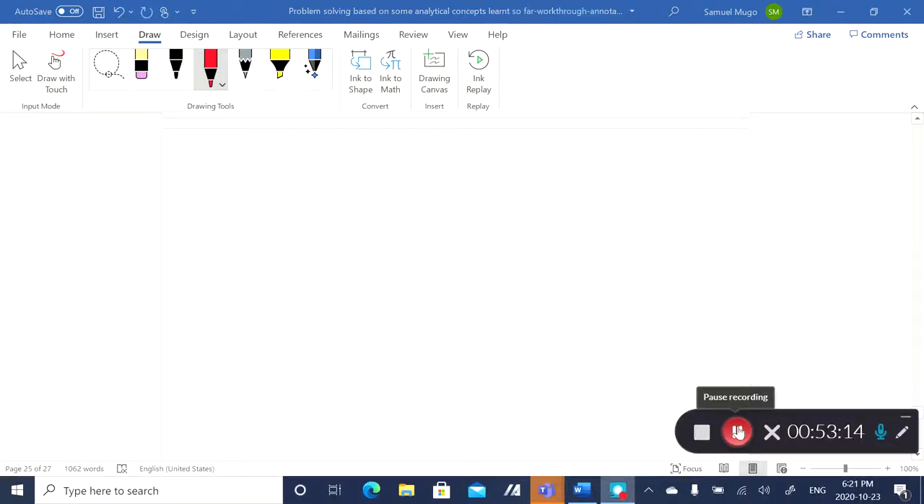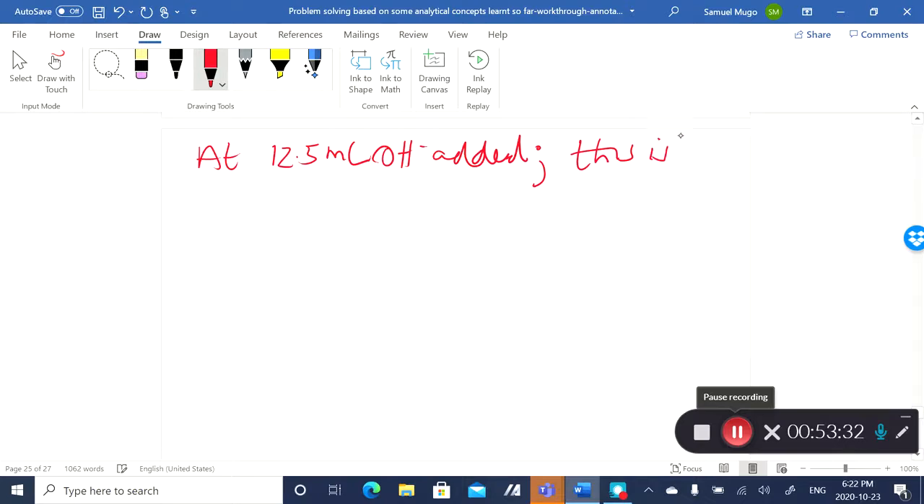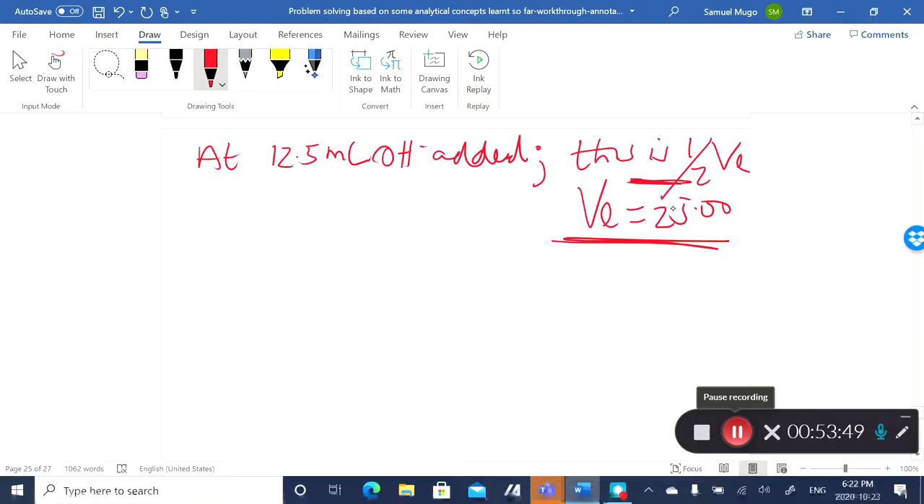So the next point in the titration, although it's not in the problem, but I've just inserted it: what about 12.5 ml of OH added? Now you can see this is half the equivalence volume. Remember, the equivalence volume was 25. And so this is half the equivalence volume. And you can remember in my lecture when I said this is a very important landmark when you're doing acid-base titration. So let's take a look at what's happening at that point.